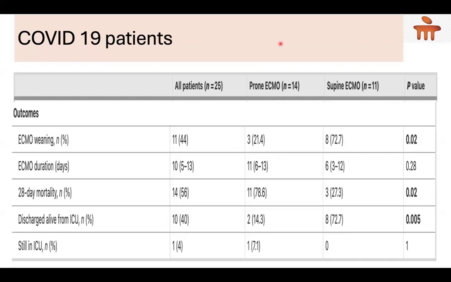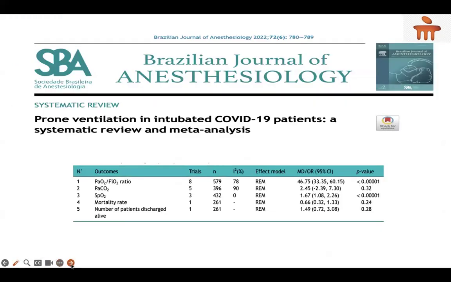So when we had this data, I decided to look at the data regarding non-ECMO patients, a systematic meta-analysis. It looked at prone ventilation in only COVID-19 patients, and was published in the BJA. In this, they found that some oxygenation and carbon dioxide benefit was there, but mortality benefit was not there in COVID patients when you do regular prone ventilation also.